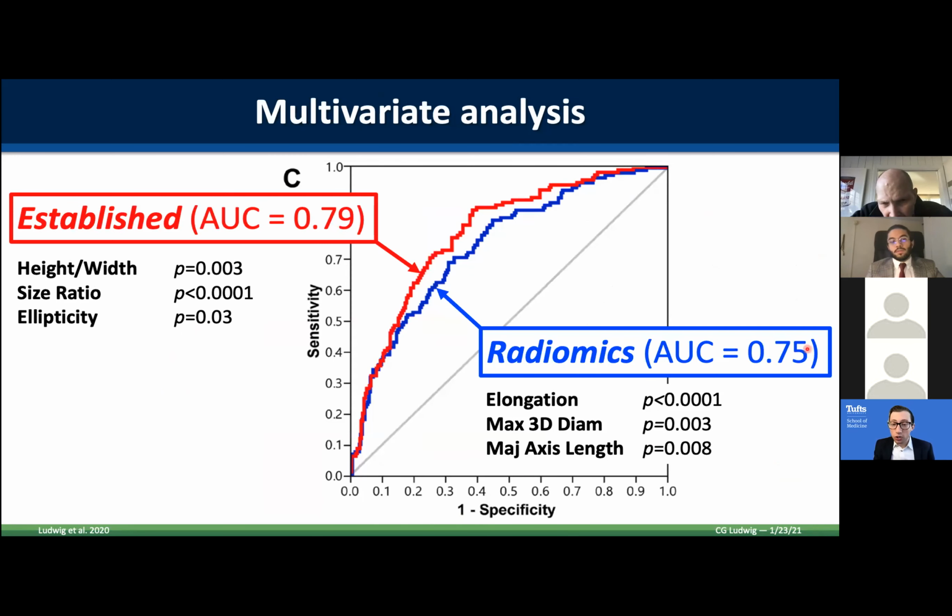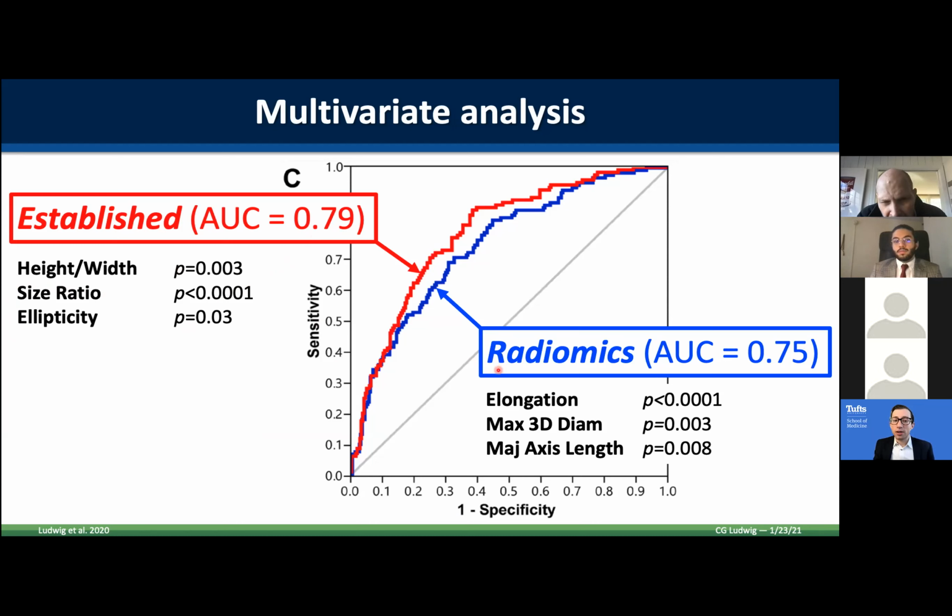It's a similar story for the multivariate analysis, that stepwise forward feature selection that I did among established features and then among radiomics features. So the feature selection recruited these 3 features among established features: height, width, size ratio, and ellipticity. That model obtained an AUC of 0.79.